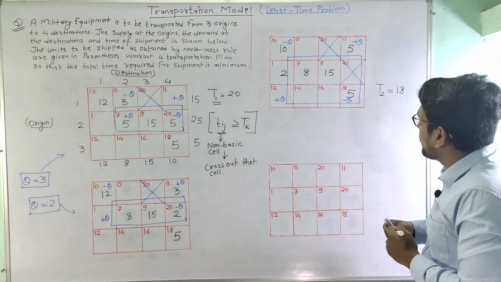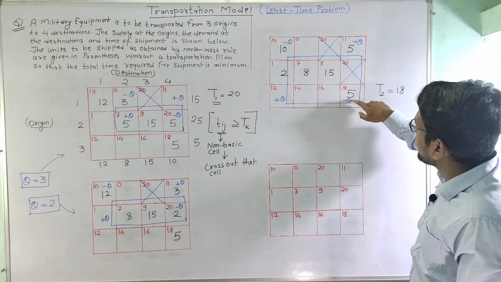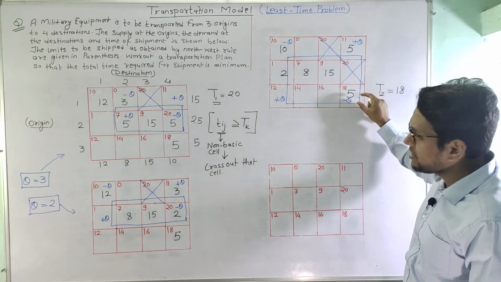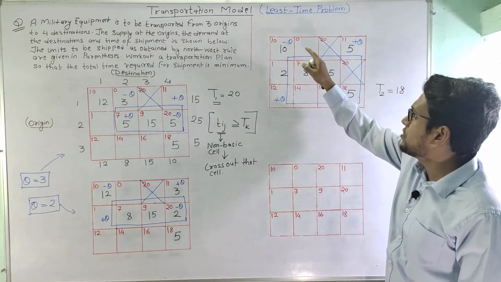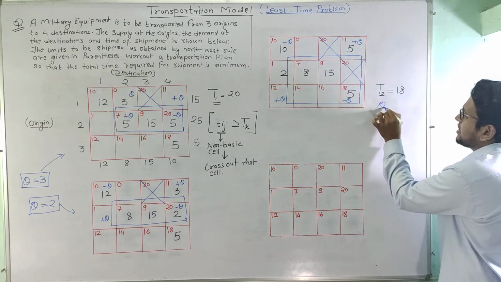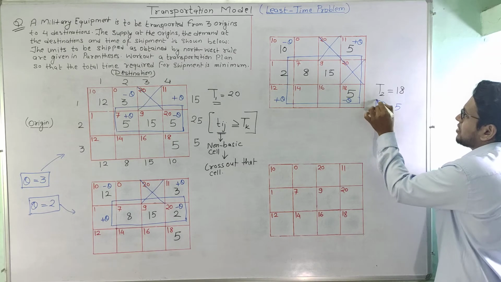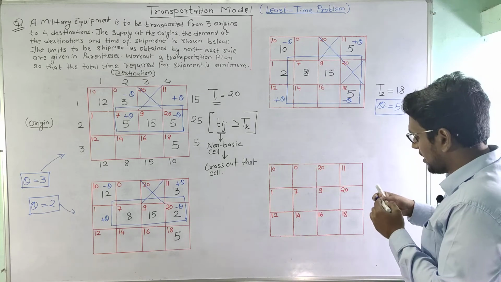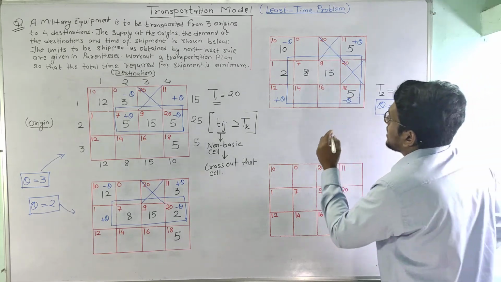Now again we will focus on the cells having the value minus theta. So this is 5 minus theta, this is 10 minus theta. That means theta can be 5 maximum here, and here theta can be 10 maximum. So among these two we will select the minimum value. That means the value of theta here is equal to 5. After putting theta equal to 5, our solution again changes.